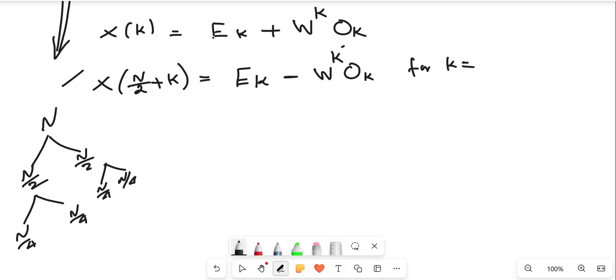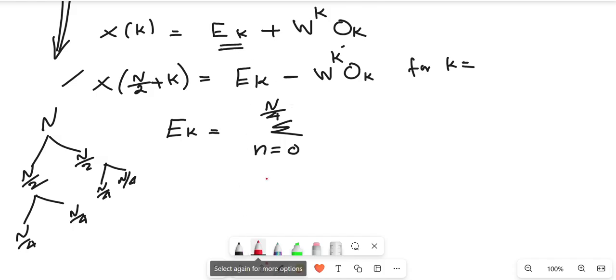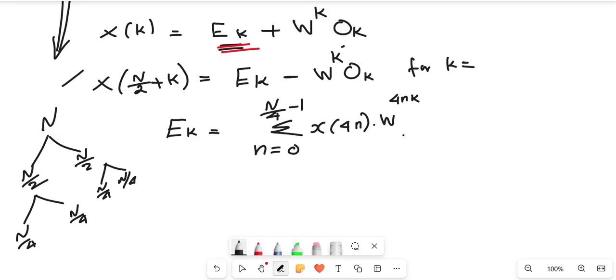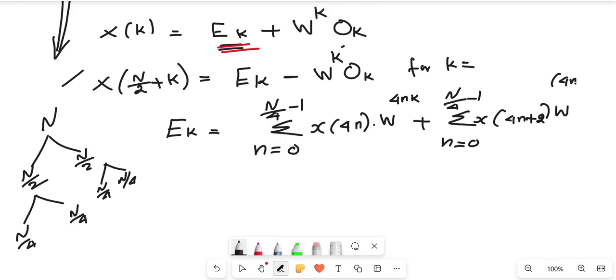So now this E_k is equal to the summation of n equal to 0 to N by 4 minus 1 of x of 4n into W^(4nk), plus the summation of n equal to 0 to N by 4 minus 1, the second part, odd and even, x of 4n plus 2 into W^((4n+2)k).